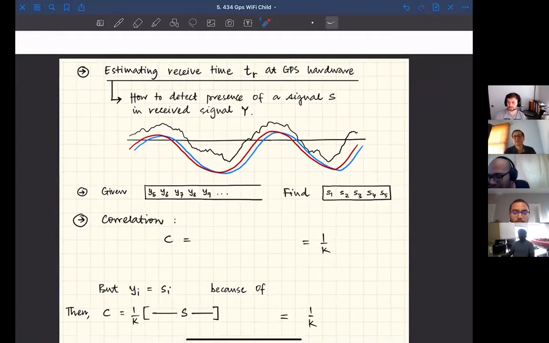So then the question becomes estimating the receive time TR at the GPS hardware. This is an important question. If this was a line of sight signal, only one signal coming to you, then it's no problem. I get 0, 0, 0, 0, 0, and suddenly I see the signal. But because there is noise in my hardware, if there's no signal coming and you ask your hardware what signal do you see, your GPS receiver will give you some value like this.